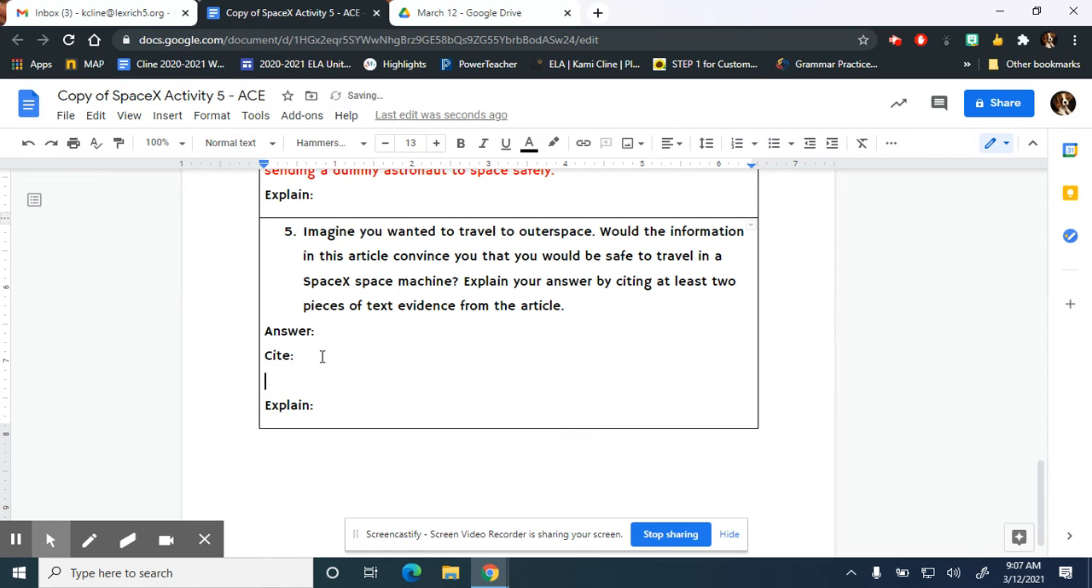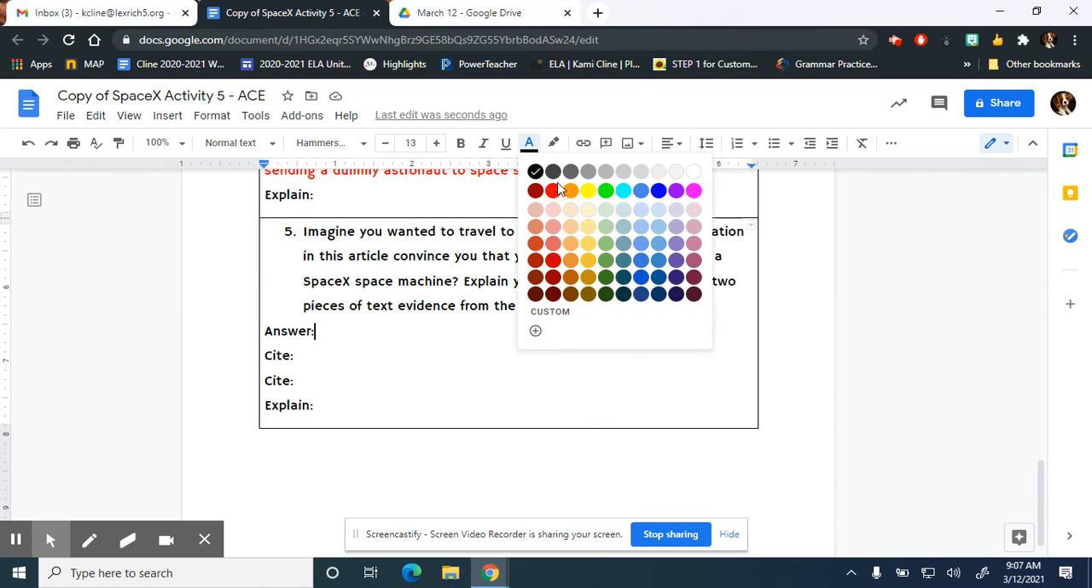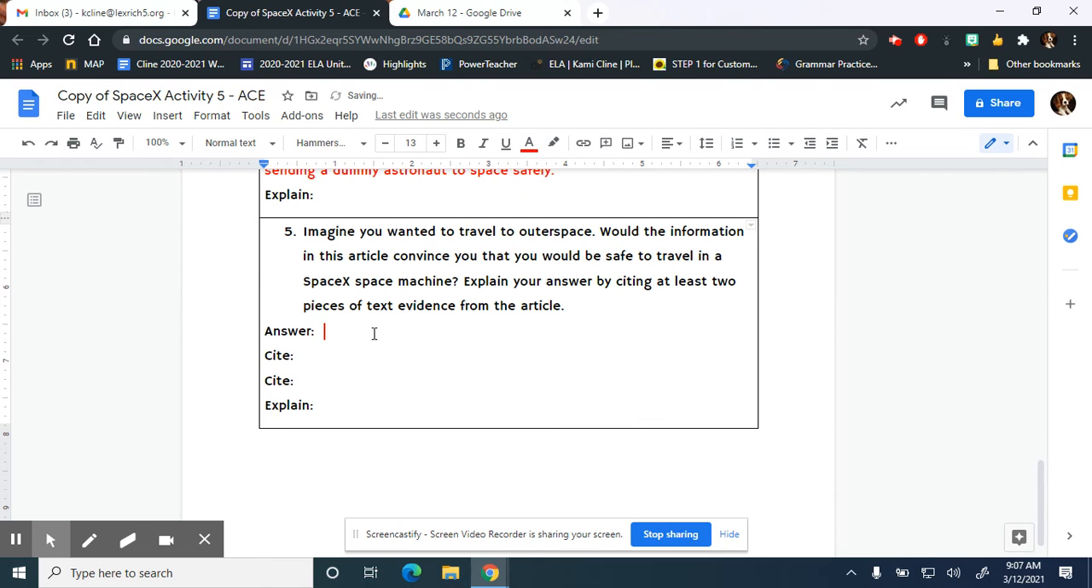Now, this last question asks us for two pieces of evidence, which is not hard because there's several pieces that would answer this question. So let's take a look. It says, imagine you wanted to travel to outer space. Would the information in this article convince you that you would be safe to travel in a SpaceX machine? Answer by citing at least two pieces of text from the evidence.